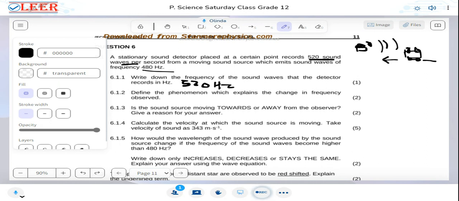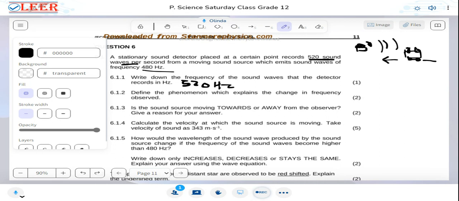6.1.2, it says define the phenomenon which explains the change in frequency observed. The answer is the change in frequency or pitch observed or detected by a listener because the listener and the sound source have different velocities relative to the medium of sound propagation. That's the phenomenon. This is also a definition that you need to learn. They're asking why there is a change in frequency, what is causing that.